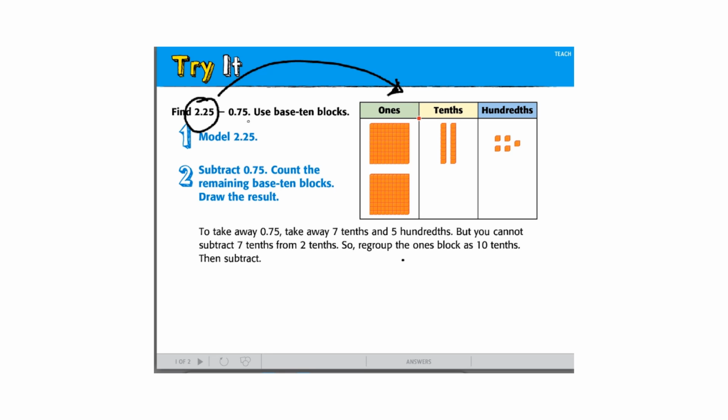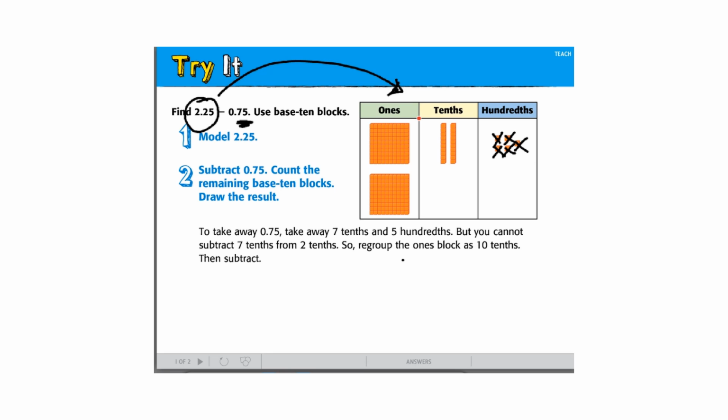Now we're going to take 75 hundredths away. So we're going to start just like we do when we're doing a subtraction problem. We're going to start all the way to the right when we're taking things away. So can we take 5 hundredths away from what you see here? Yes. We have 5 hundredths there, so we could take them away. 1, 2, 3, 4, 5. So now those are gone.